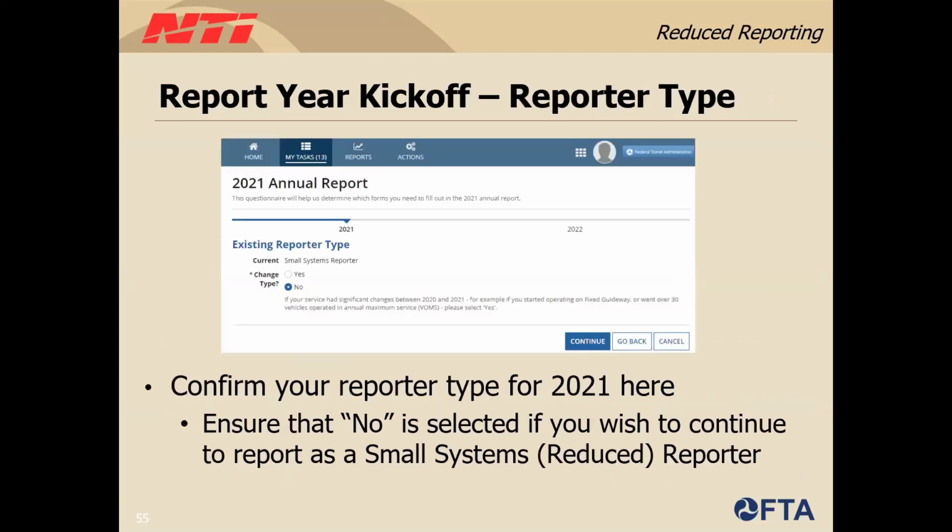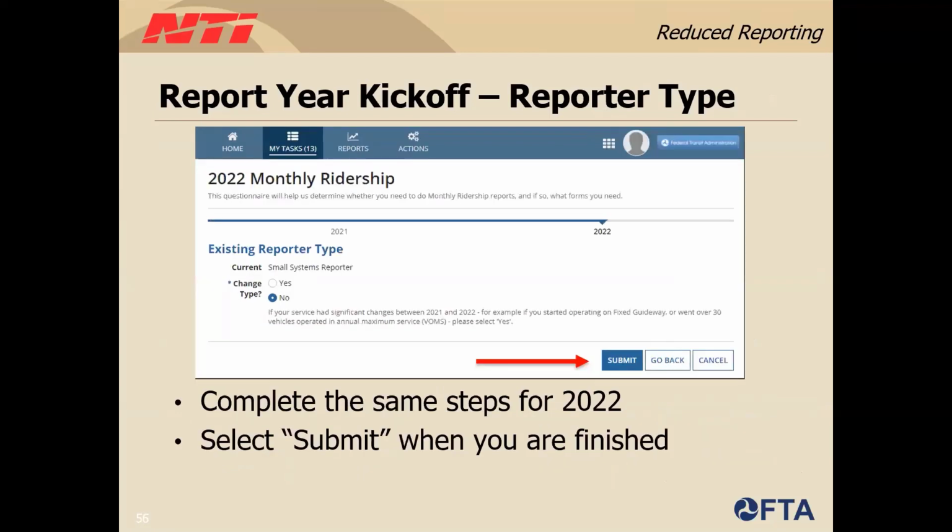Next, you'll confirm your reporter type for 2021. If you were a small systems reporter last year, ensure that No is selected under Change Type, as your reporter type will not be changing. Select the same answer for your 2022 reporter type, and then hit the Submit button to complete the report year kickoff.